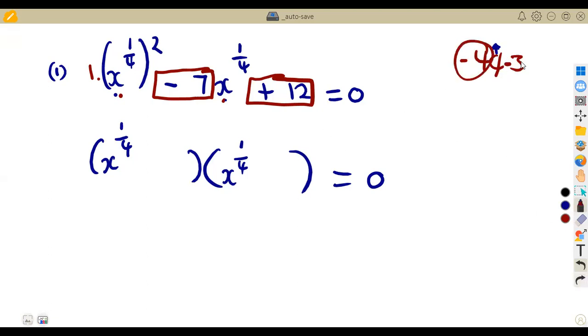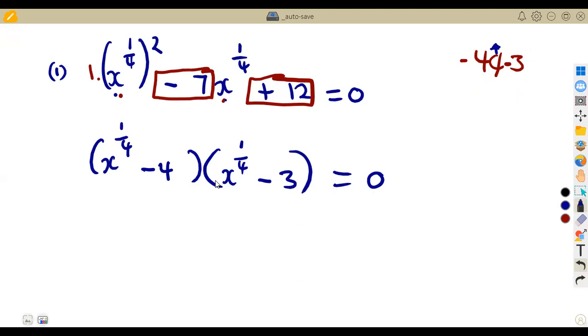So these are the two numbers that we want, because they give us a negative 7 also if we add them. But if we multiply these two numbers, they give us what? They give us a positive 12. So these are the numbers that we're going to take here, a negative 4 and a negative 3.